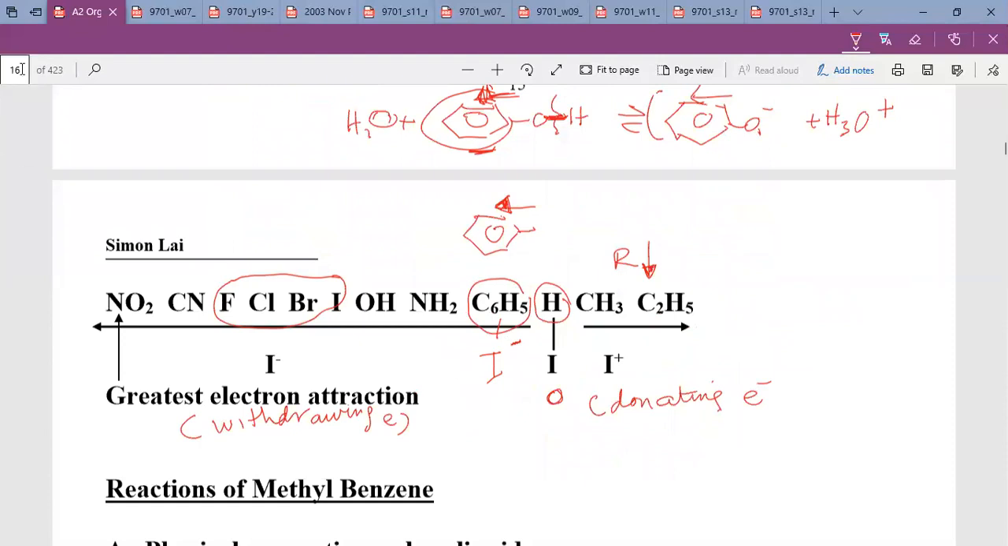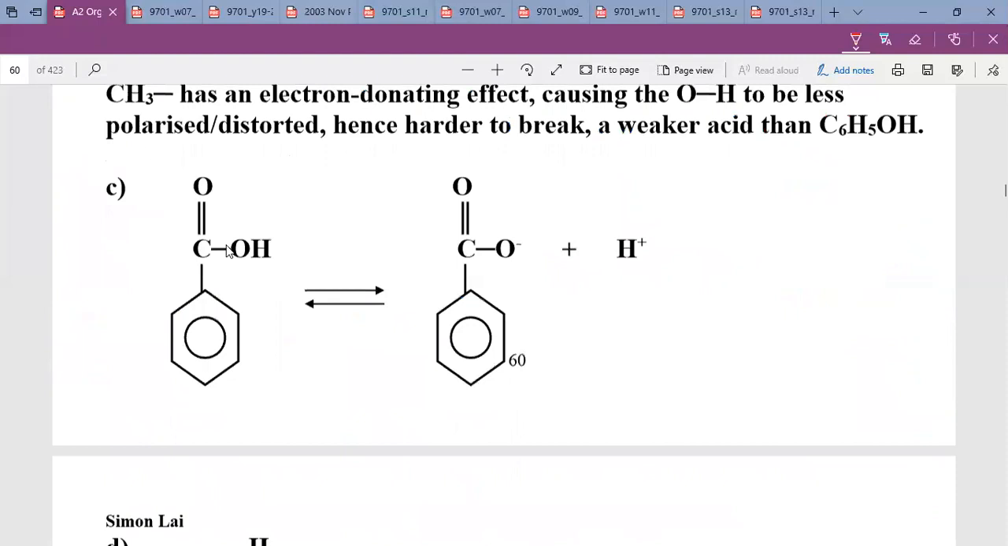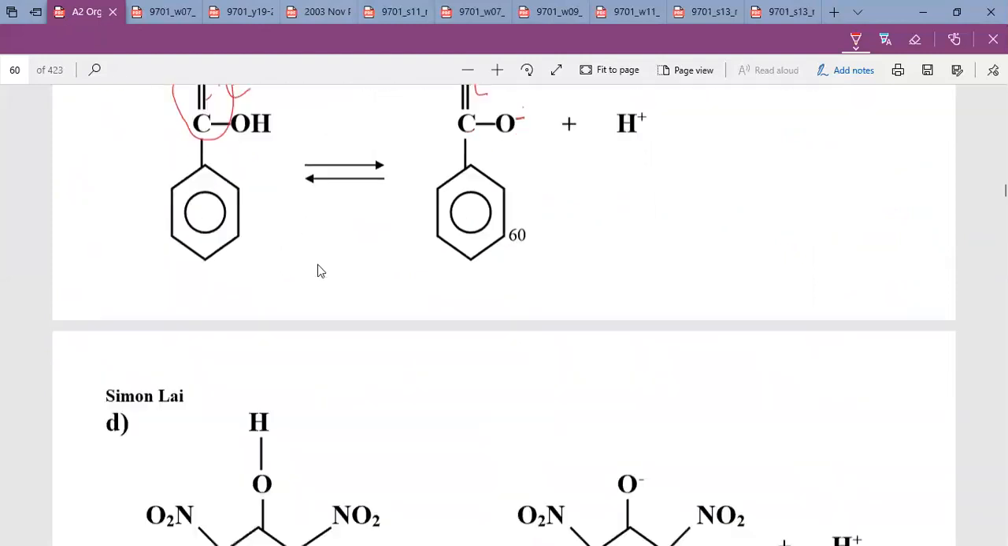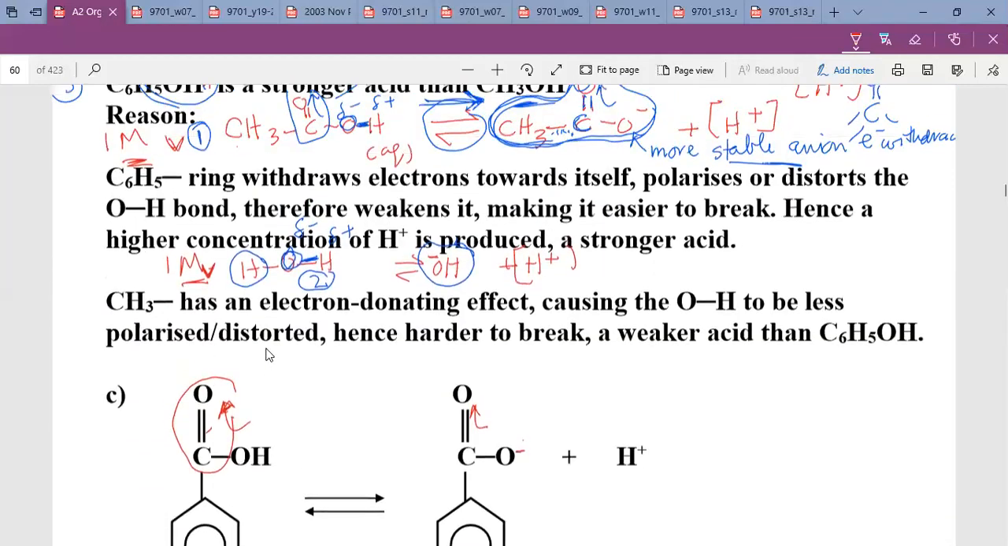Okay, now let's go to 50, 60, I think it's somewhere there. All right, so acidity wise, you can see that this one here is stronger than water, stronger than your alcohol, but weaker than your carboxylic acid, because this carboxylic acid group is a very strong electron withdrawing group. Of course, because of this one here, it will also stabilize the anion here. So two ways can explain why it is more acidic than your phenol, your carboxylic acid. But phenol, of course, is a stronger acid than your water.